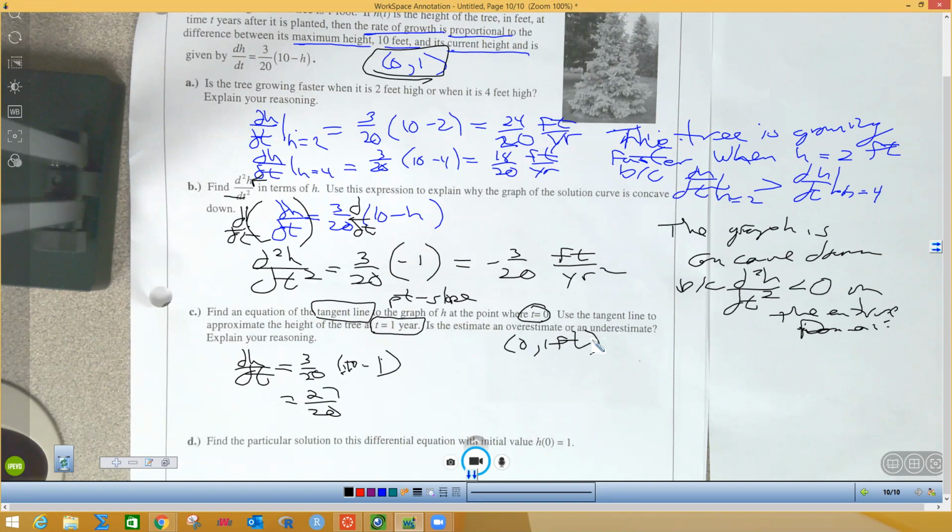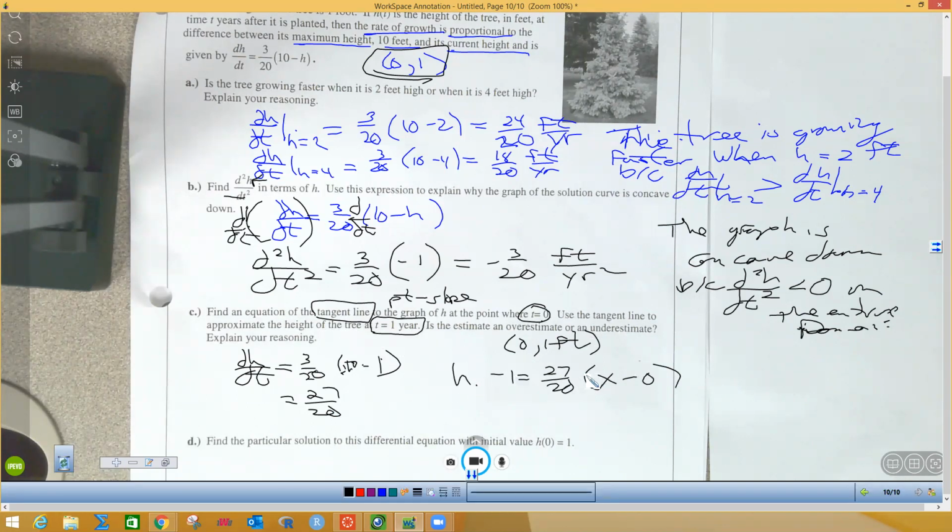So what's my tangent line? y minus 1 is going to equal 27/20 times x minus 0. There's your tangent line. It says approximate the height when t is 1. If I put x and y in there, they will not count that wrong. Does anybody know what the y is supposed to be?